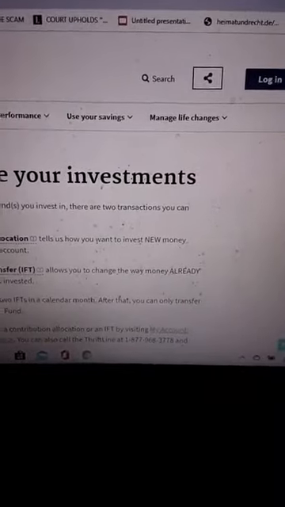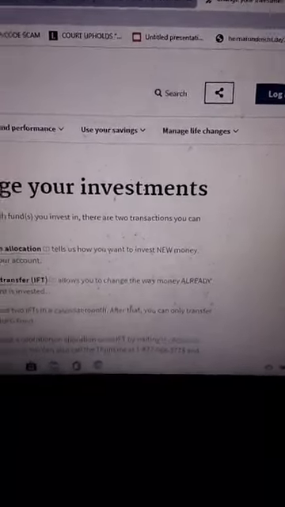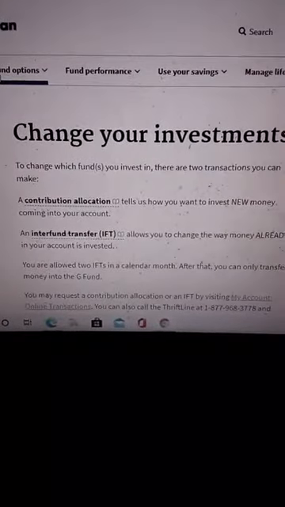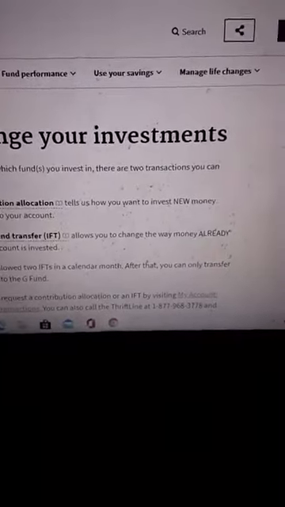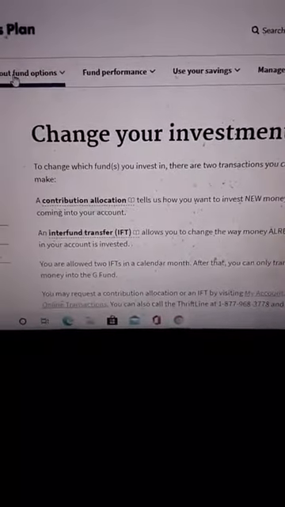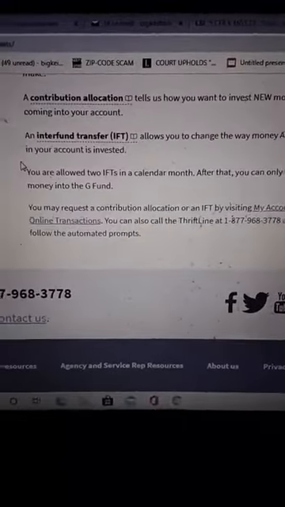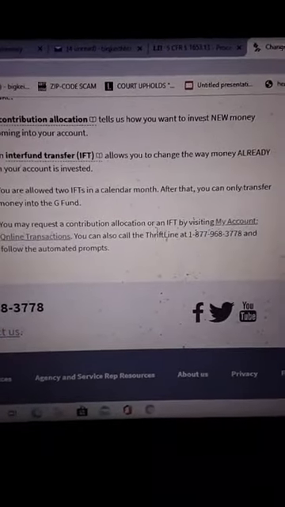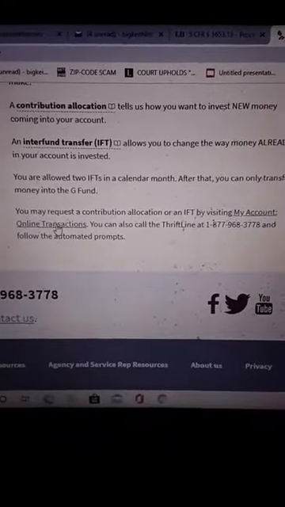The way money and how you want to invest new money. You are allowed 2 IFTs in a calendar month. After that, you can only transfer money into the G fund. You may request a contribution allocation or an IFT by visiting My Account online transaction.